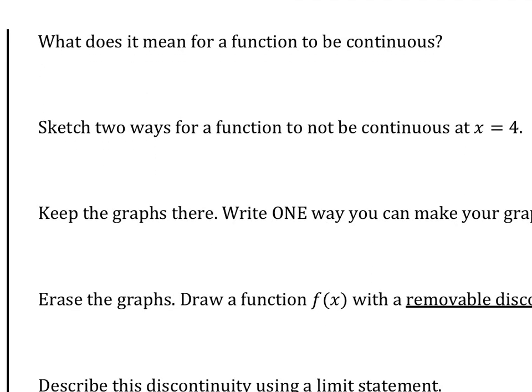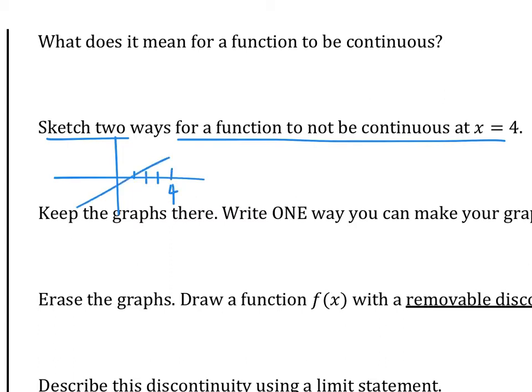Okay, sketch 2 ways for a function to not be continuous at x equals 4. Can you give me 2 ways where this function is not continuous at 4? Maybe one way you did is at 4, you said there is a hole. So it's not continuous. That's great. Maybe another way you did is that you put an asymptote at 4. That is also great. That is not continuous.